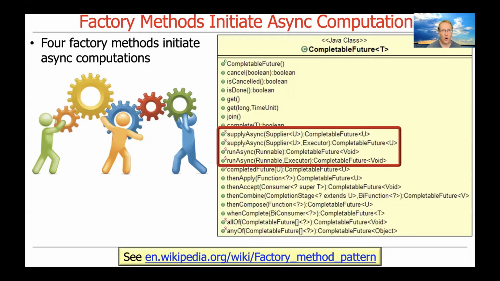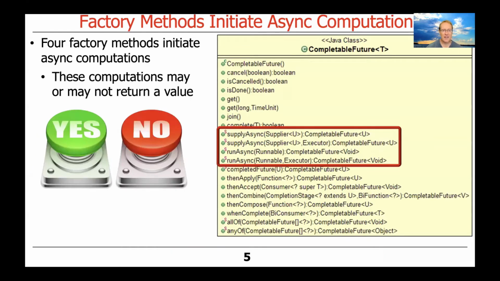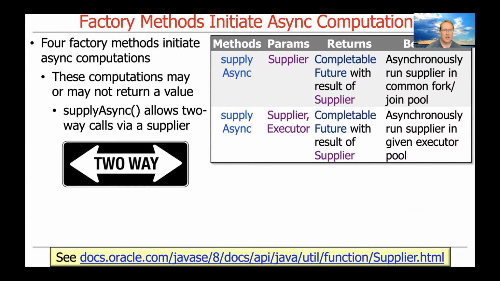And there are 4 factory methods that are used to initiate these. As I mentioned earlier, they fall into 2 pairs of 2. And the computations may or may not return a value. One pair of these methods returns a value, the supplyAsync variant. One pair of these does not return a value, the runAsync variant. So let's start first by talking about supplyAsync.